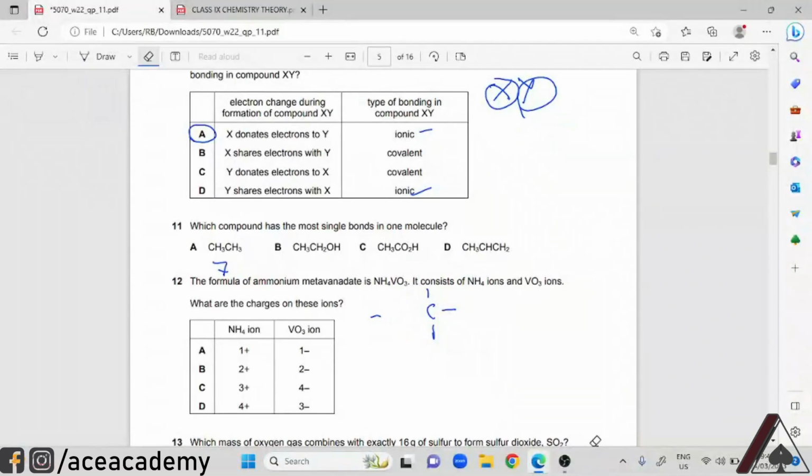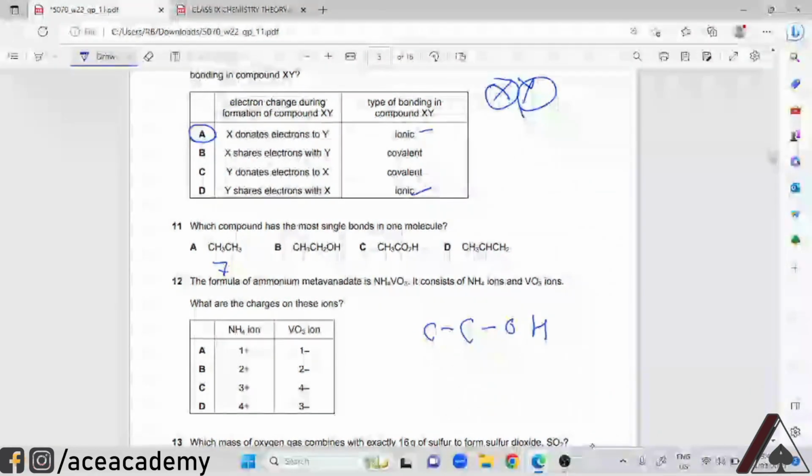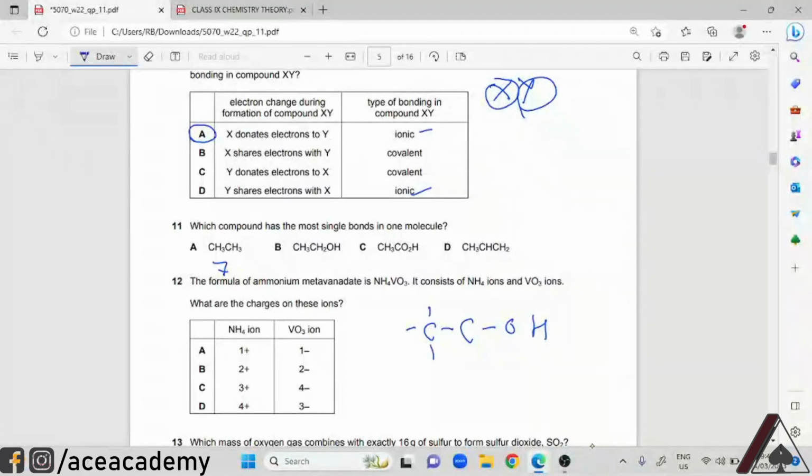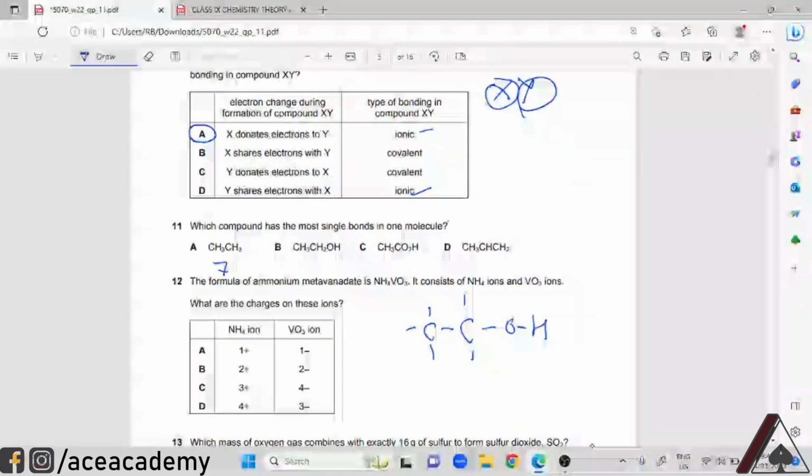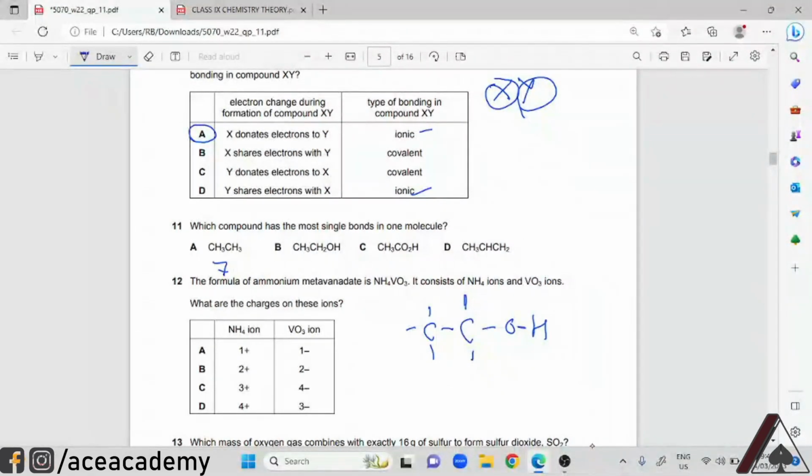Next we have this substance, which says we have 2 carbon atoms in the middle and then we have this OH and we have the hydrogen atoms over here. So we can see that this structure has 8 single bonds.